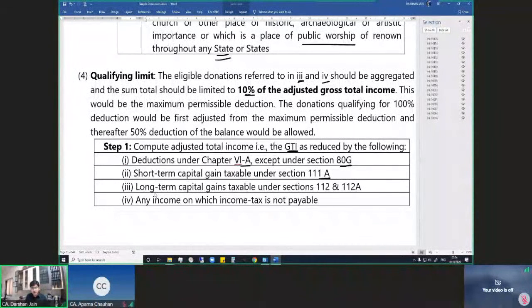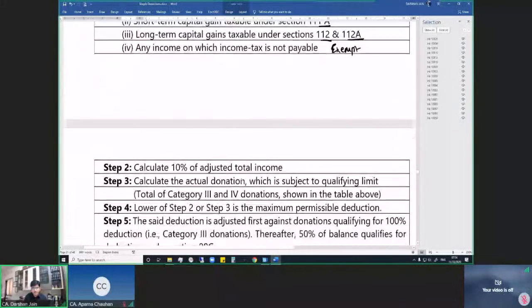Also, long-term capital gain taxable under sections 112 and 112A. So any long-term capital gain, basically, you have to reduce it from the gross total income. Any income on which income tax is not payable, so even the exempt income, if you have added it to the gross total income, that has to be reduced.